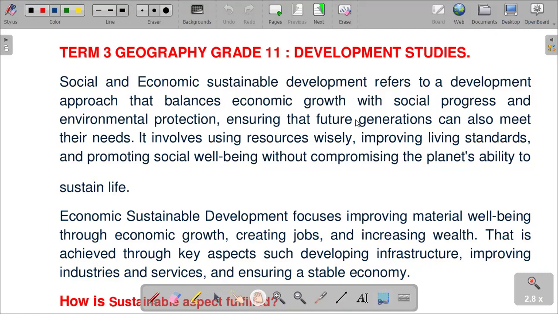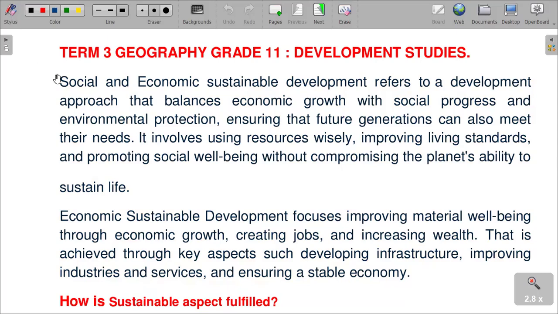With that, I wish to make sure that we are pushing and emphasizing development studies. So today's segment, we want to understand social and economic sustainable development and how sustainable development is achieved or fulfilled.